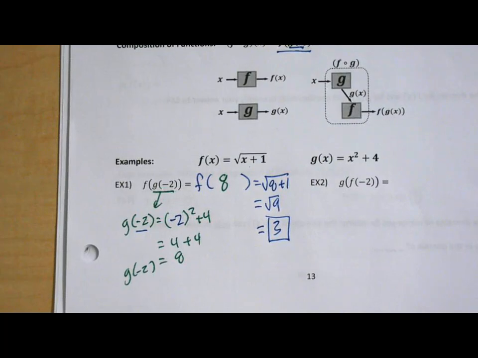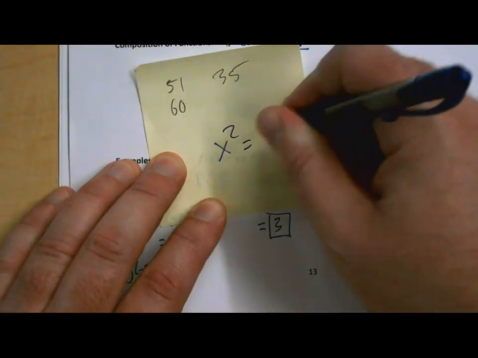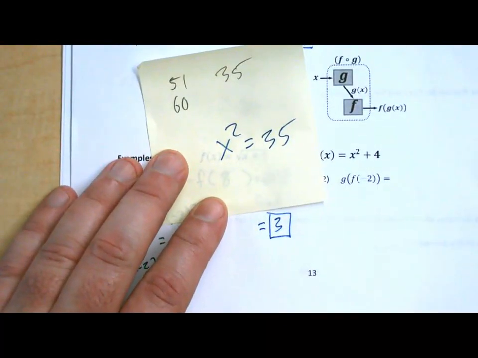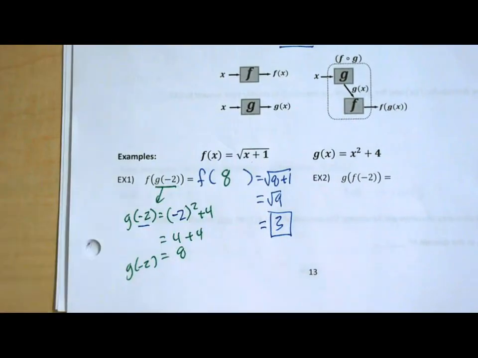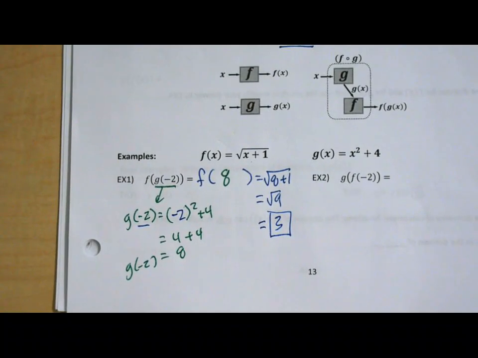Nope, the only time we do plus or minuses with a square root is if we're solving an equation using a square root. So this situation here where you've got x squared equals something and you're going to take a square root on both sides to solve. Yep. That's 3, yep. F of g of negative 2 is 3.